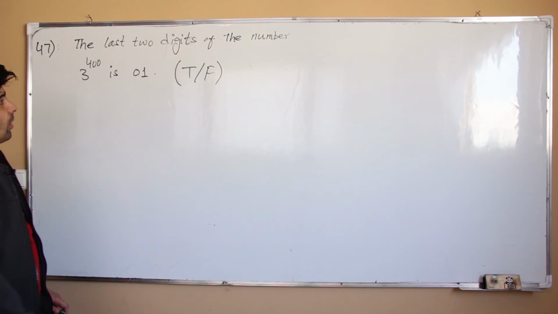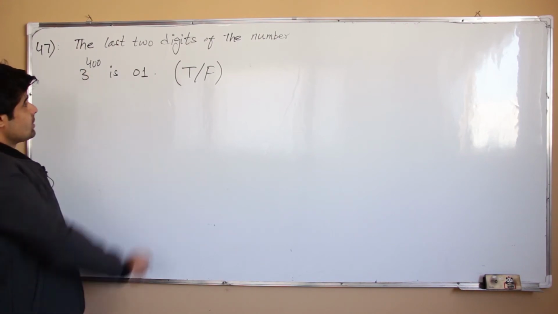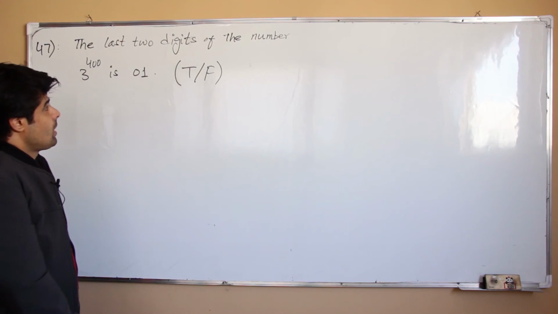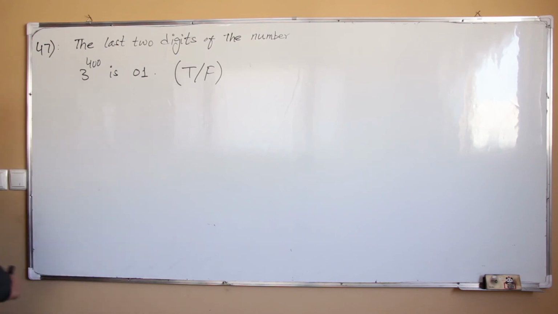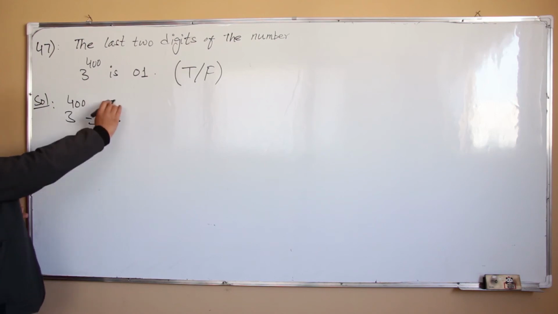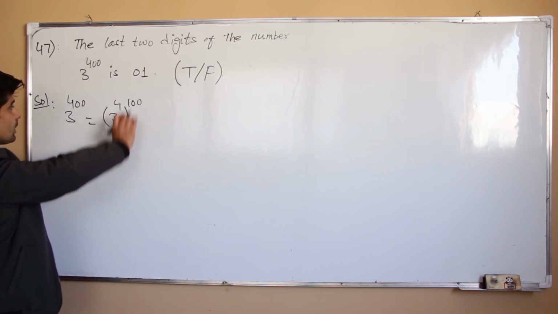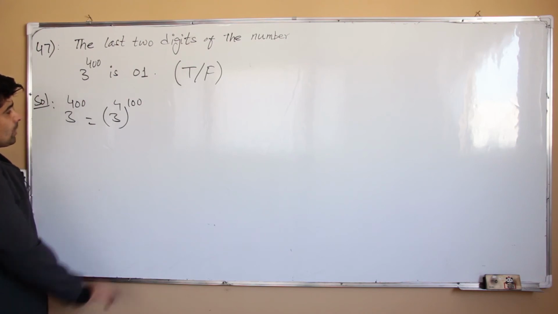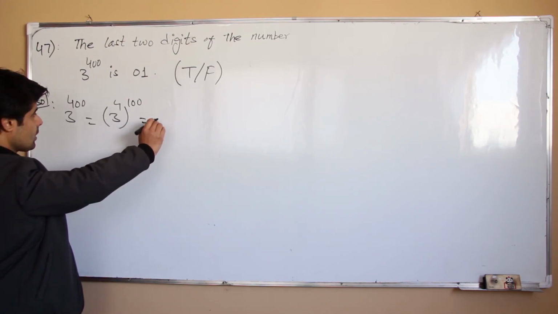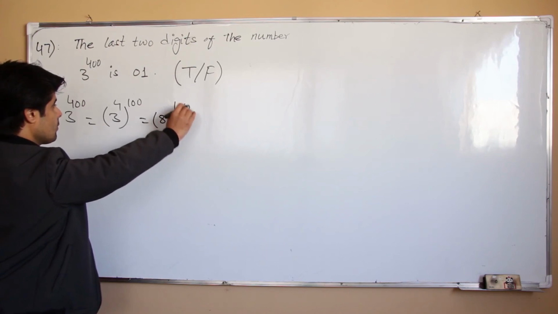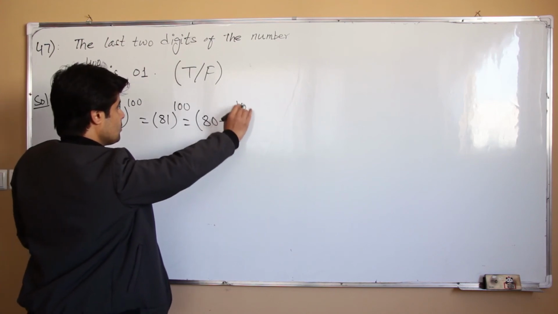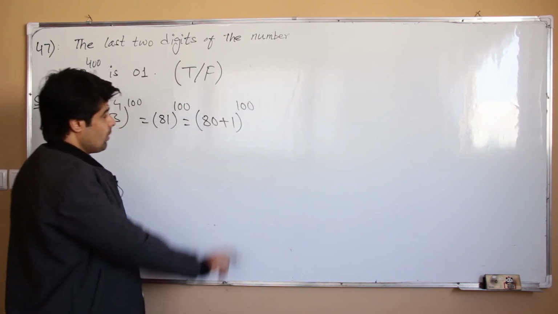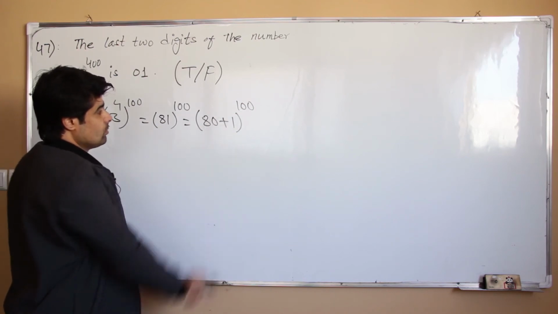The last two digits of the number 3 to the power 400 is 0, 1. Is it true or false? How can you simplify? We can use our binomial expansion. How? Listen to me. Can I write 3 to the power 400 as 3 to the power 4 raised to the power 100? Yes, we can. Now, this 3 to the power 4 is 81, raised to the power 100. And can I write 81 as 80 plus 1 raised to the power 100? Yes, you can write. Why? It has got x plus y raised to a power.